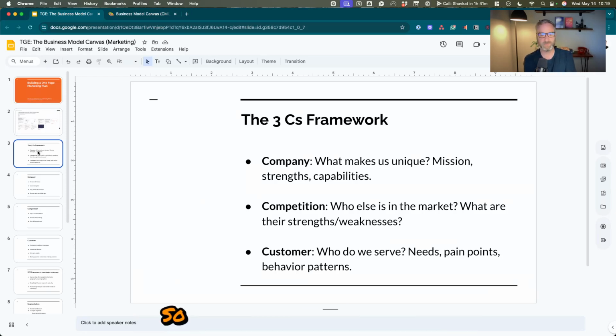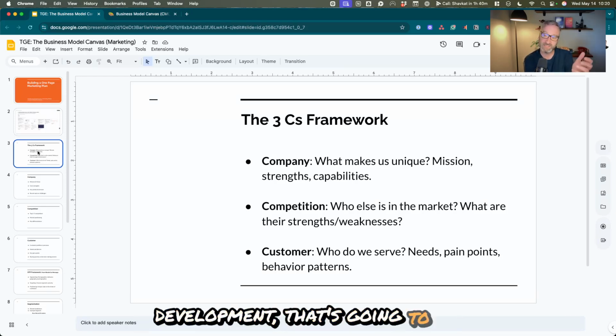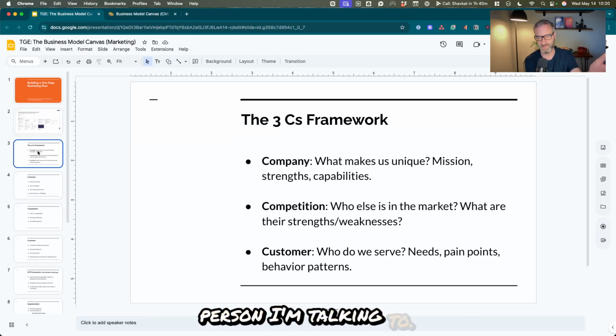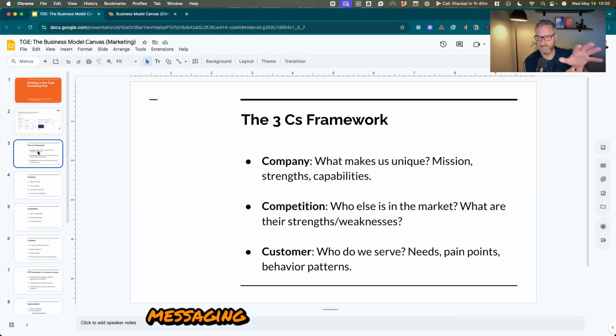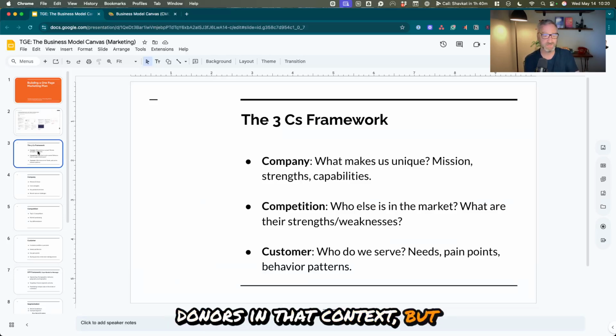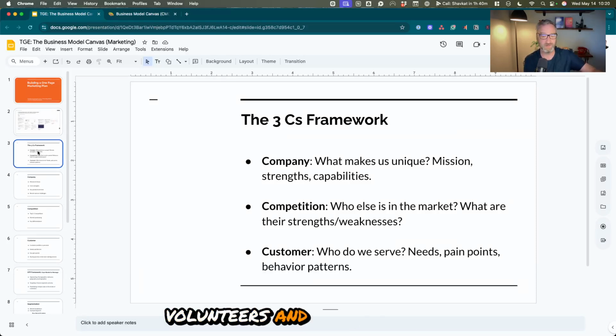All right. So if I'm talking about donor development, that's going to be different, because that's now the person I'm talking to, right? And my marketing, my messaging needs to be specific to that. So beyond the members is the donors in that context, but there's also potentially volunteers. And then there's the community at large, right? And then there's corporate sponsors.